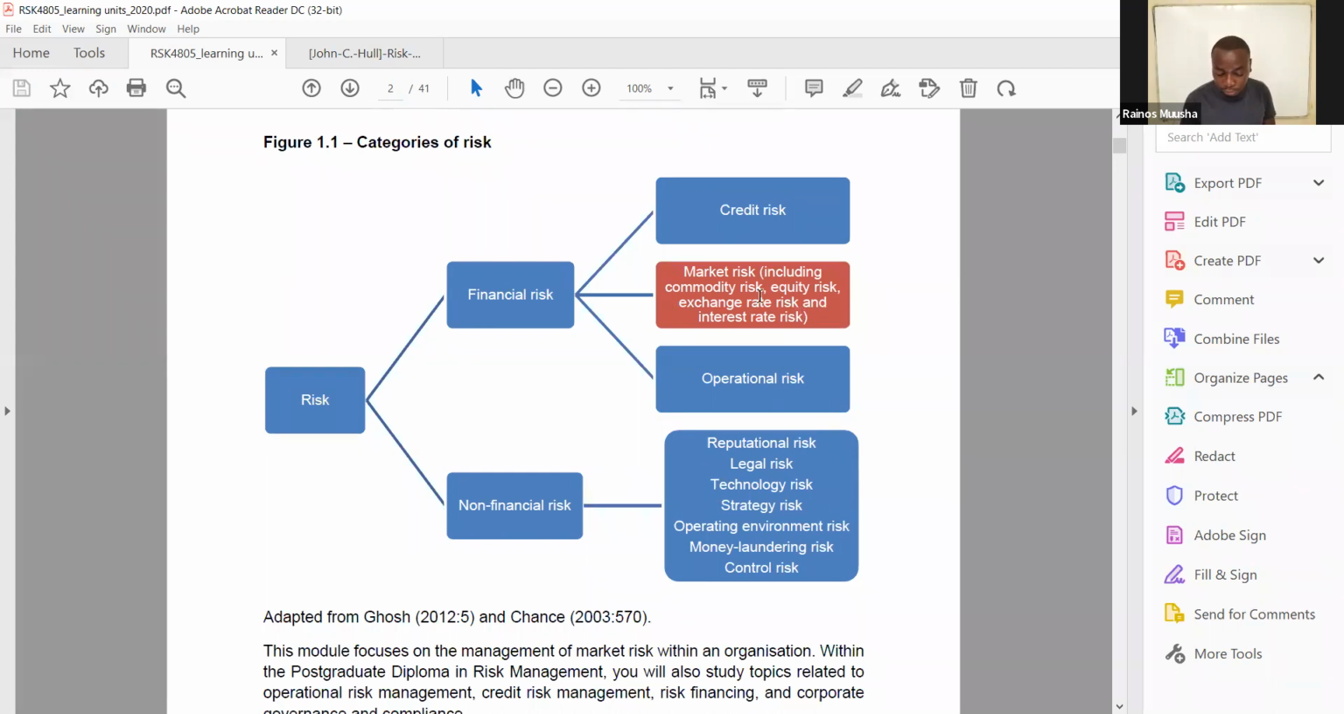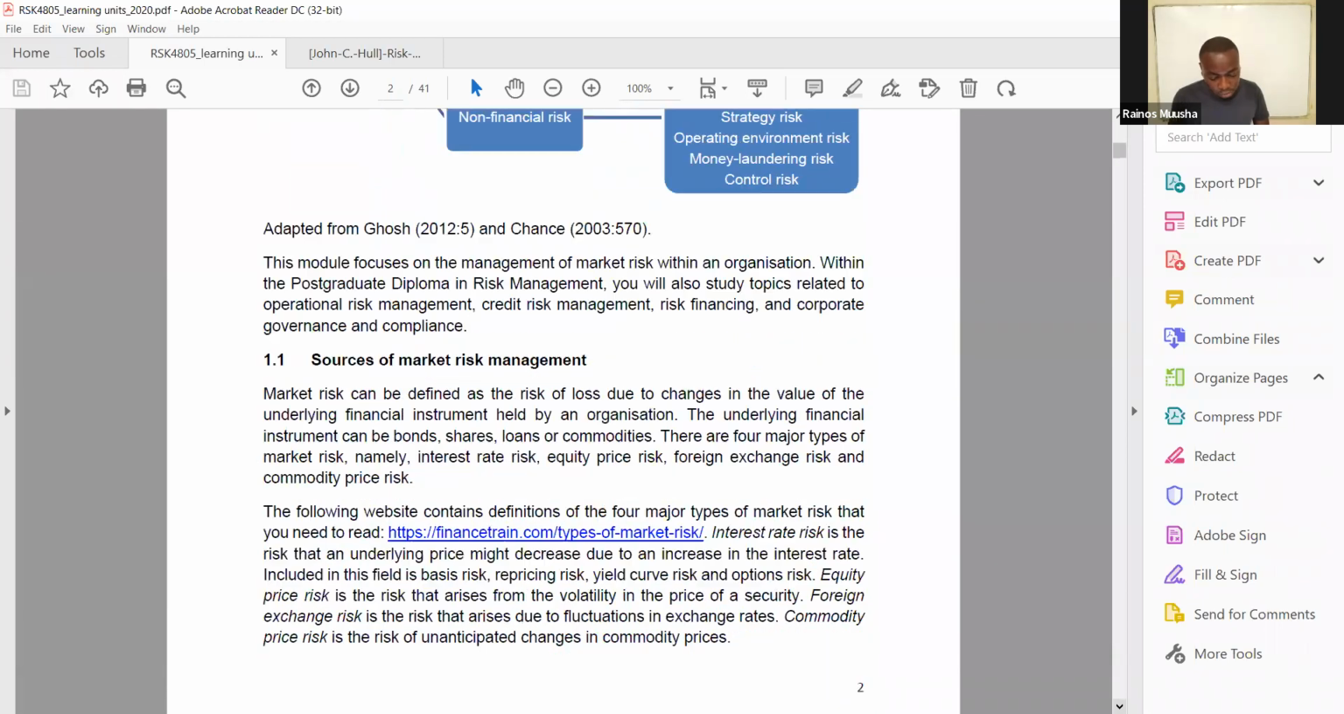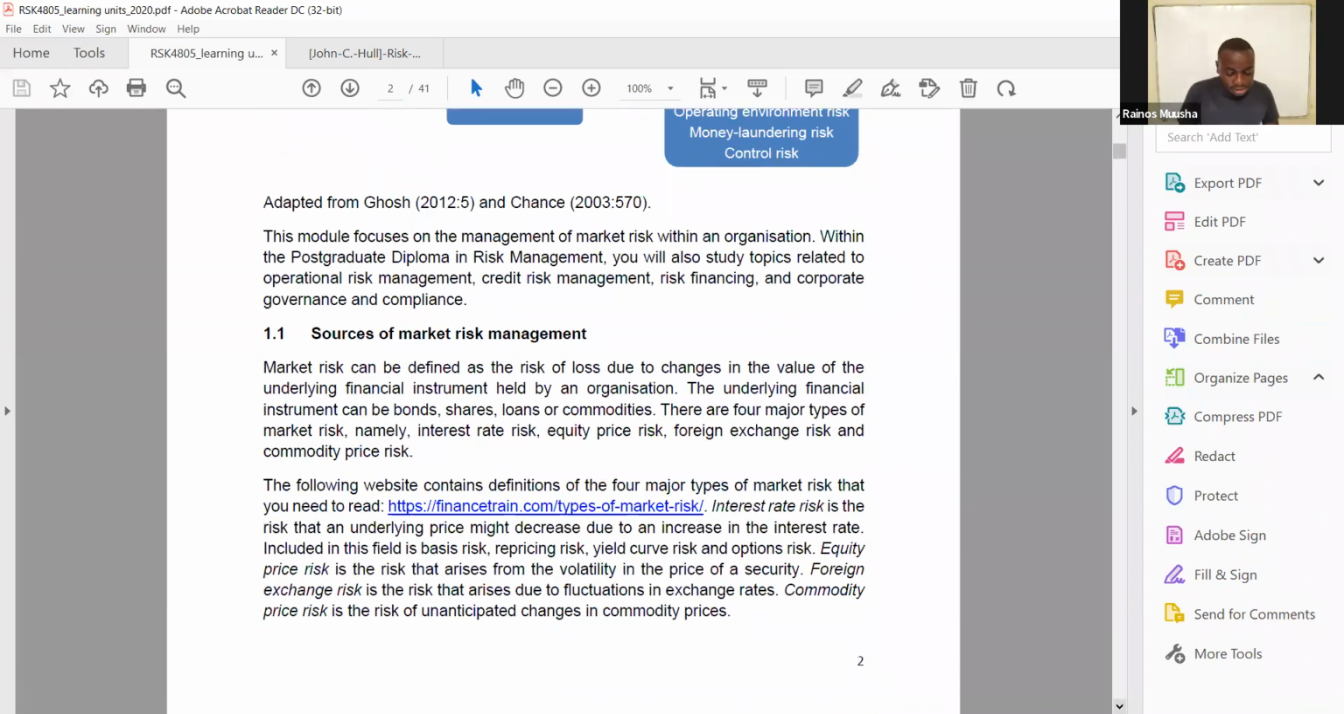And for RSK4805, we're going to be leaning more towards interest rate risk. Then when it comes to non-financial risk, this is where you look at reputational risk, legal risk, technology risk, strategy risk, operating environment risk, money laundering risk, and control risk as well. And these are some of the non-financial risks that you can also encounter or look at as an organization as well.